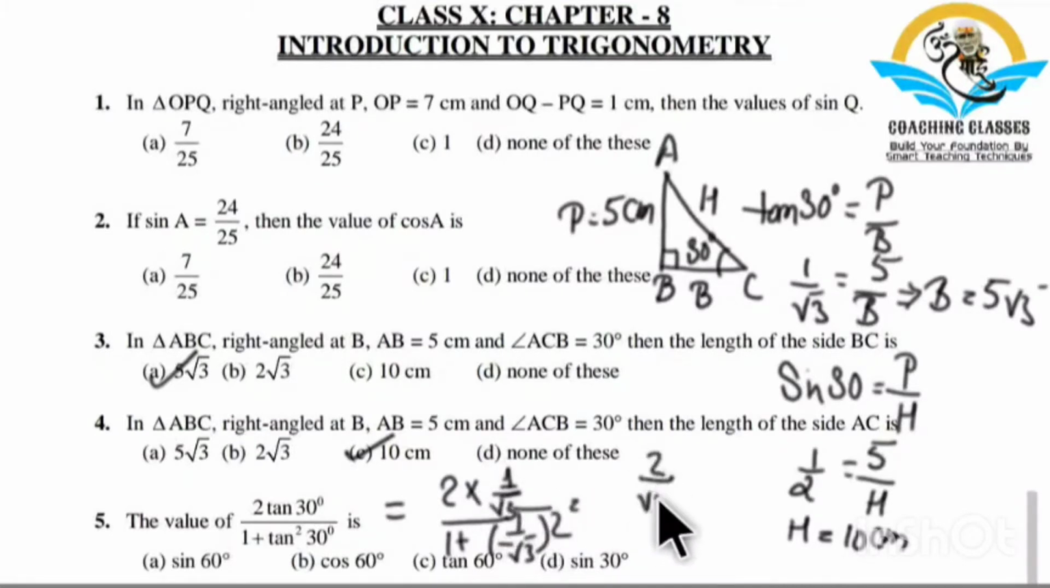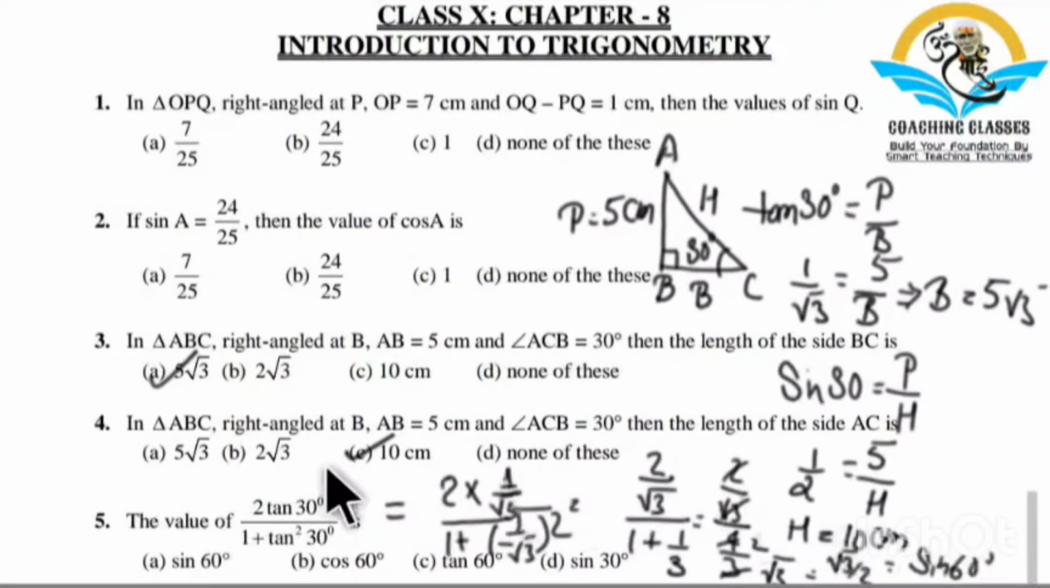Here by multiplying you get 2 by root 3, and here when you square it you get 1 by 3. Take LCM, you get 4 by 3. 2 by under root 3, 2 to the 4, root 3 and 3 get cancelled, that is you get root 3 by 2, that is the value of sin 60. Hence option number A is right.